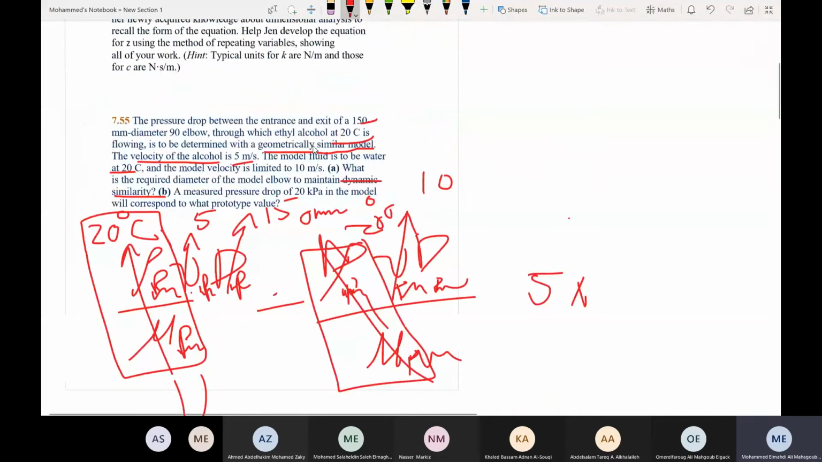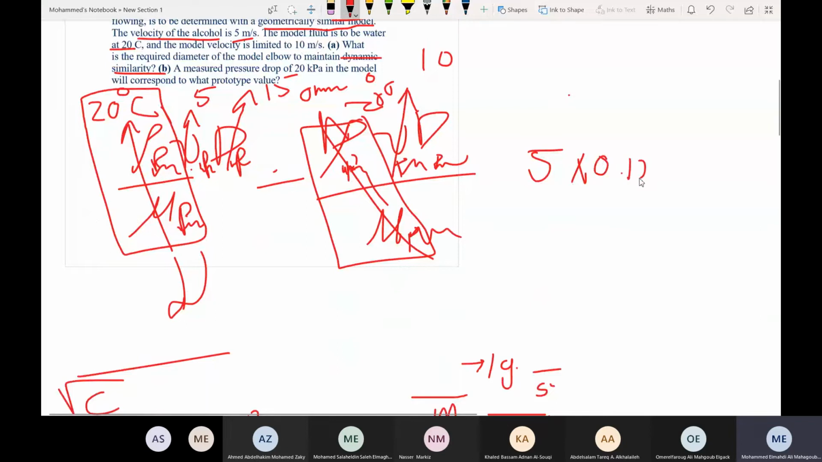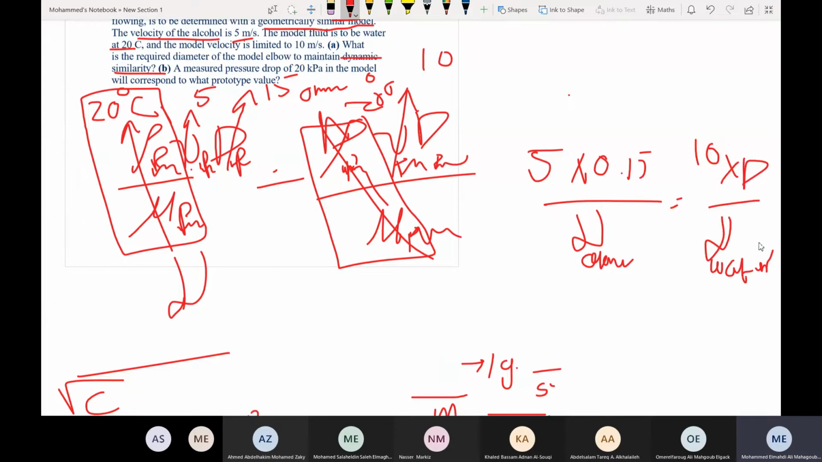5 times 0.15, over the nu for the ethyl alcohol, equals 10 times D over the nu of the water. Have you found them? Mu for water. Okay, let me see them. Kinematic viscosity of ethyl alcohol, or dynamic viscosity.